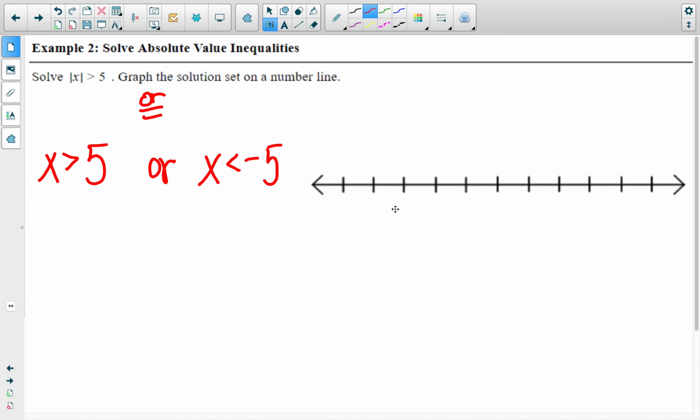So what does this look like graphically? Picture here we have a negative 5, and then somewhere up here we have a 5. We have open circles for both. And then x is greater than 5. That's going to be a ray facing this way to the right, and x is less than negative 5 is going to be a ray facing to the left.